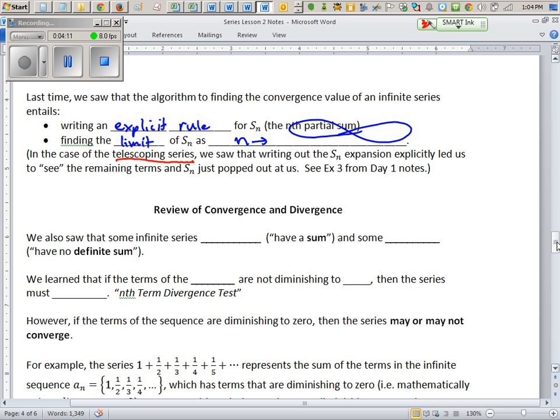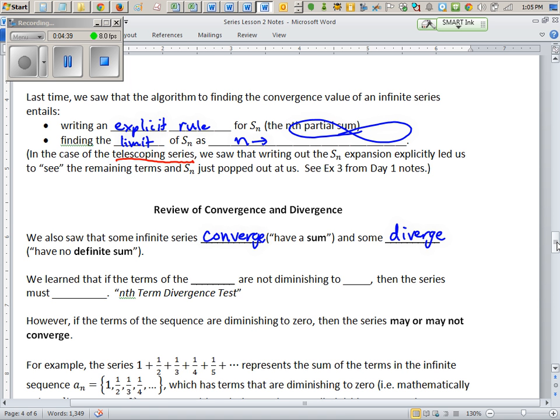Okay, we also saw that some infinite series have a sum. What do we call that? They have a sum. When they have a sum, finite. But we say the series, what? Converges. So some of them will converge and others will diverge, which means there is no sum. So these 2 words just literally mean, in the case of series, have a sum and don't have a sum.